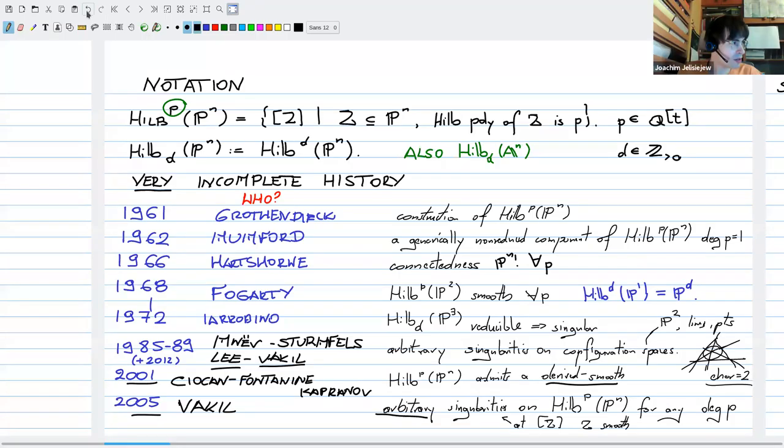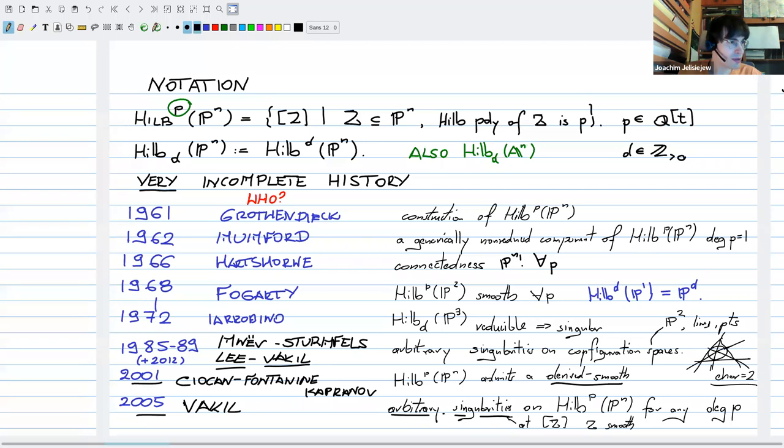Questions, then I will go back to this table. And then I should tell you what are arbitrary singularities, because this is actually very nice.